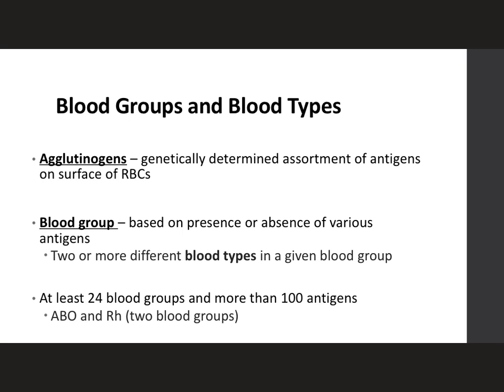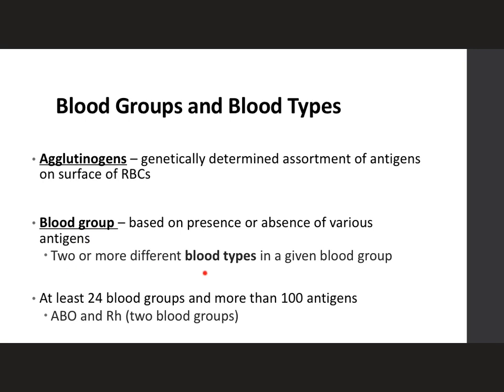First, agglutinogens. Agglutinogens are genetically determined assortment of antigens that are found on the surface of red blood cells. We're going to be referring to a few agglutinogens as we go through the next slides. Blood group. The blood group is based on the presence or absence of various antigens. Okay, so that's why I said if you haven't already seen that video, it's important to watch it because you really need to know what an antigen is. This is going to make more sense in the next few slides.